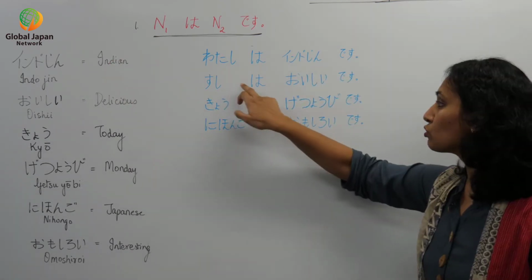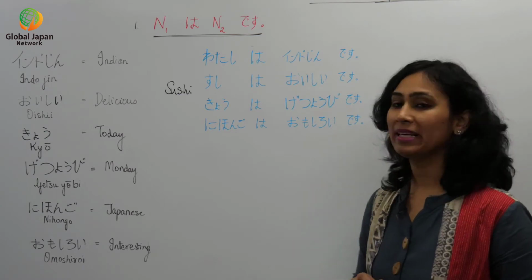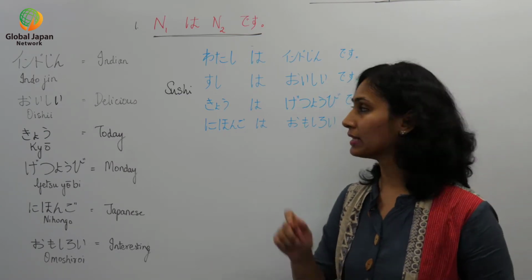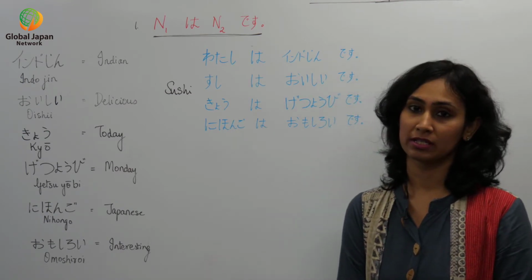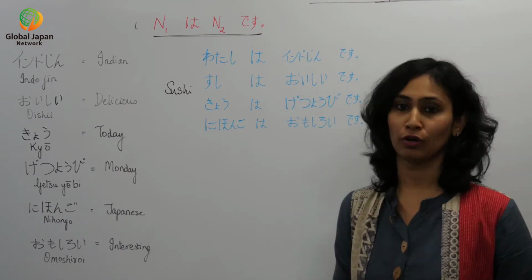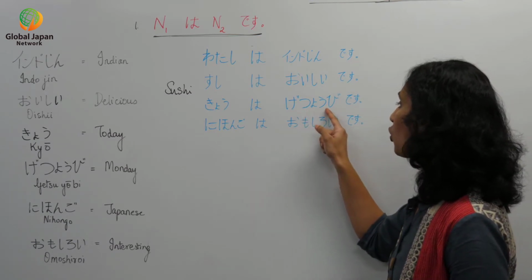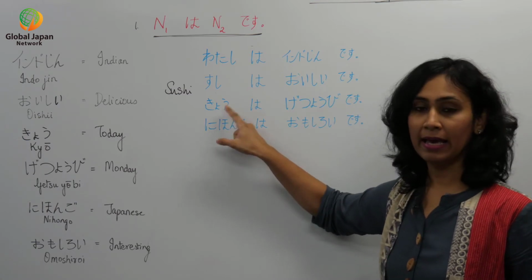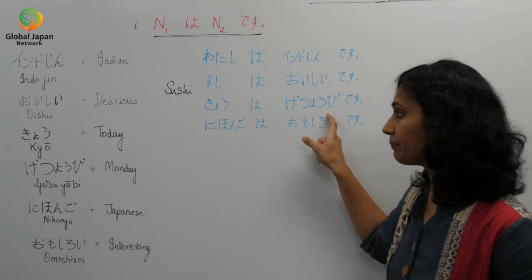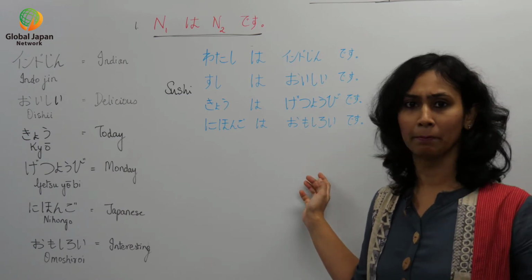Indian. Sushi wa oishii desu. Oishii means delicious. And the meaning of this sentence is sushi is delicious. Third sentence. Kyou wa getsuyobi desu. Kyou means today. Getsuyobi means Monday. So put together, you can guess the meaning. It is today is Monday.